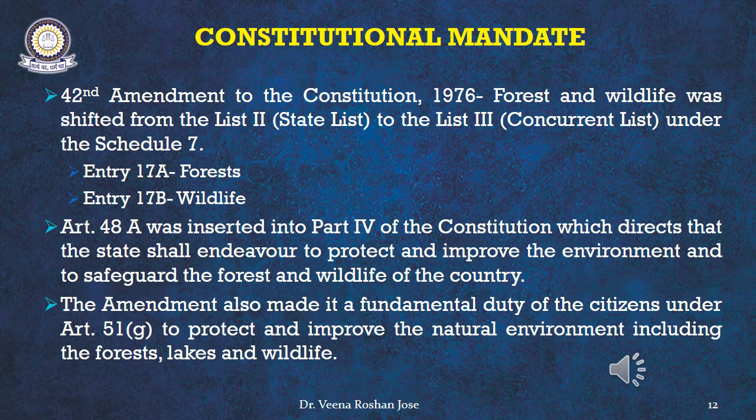We have discussed it many times before also. 42nd Amendment to the Constitution, in which the forest and wildlife was shifted from list 2 of the 7th schedule to the list 3, which is the concurrent list. And now forest and wildlife forms entry 17A and 17B of the concurrent list. And the implication is that the central government as well as the state governments are empowered to enact laws for the implementation or the protection of forest and wildlife.